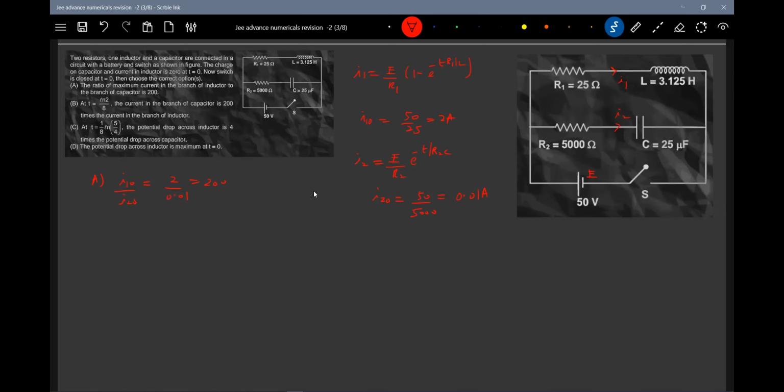Option B: at t equal to log 2 by 8, the current in the branch of capacitor is 200 times the current in the branch of inductor. I think you directly come for the time, one by eight. Substitute t equal to log 2 by 8. You know R1, R2 values, 3.125 is there. So substitute here, get the expression for current. The current in the branch of capacitor is 200 times the current in the branch of inductor at t equal to log 2 by 8.